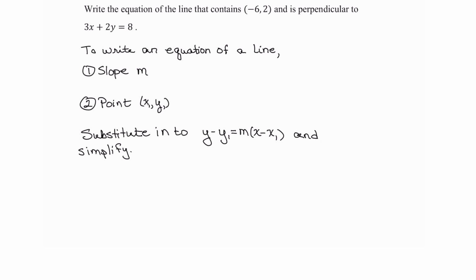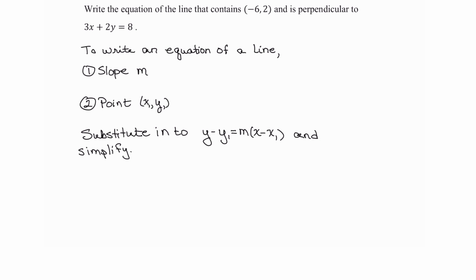So we can find our slope, find a point, and then substitute that into the point-slope form: y minus y sub 1 equals m times x minus x sub 1. And I prefer this method because it helps really keep everything organized. So first of all, our slope.